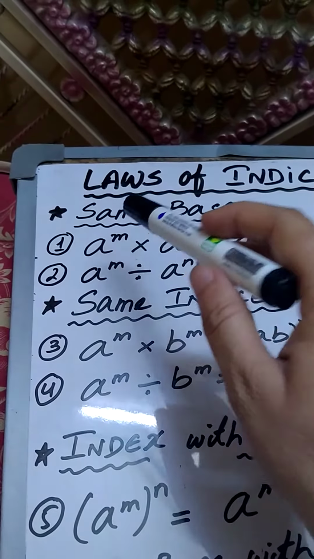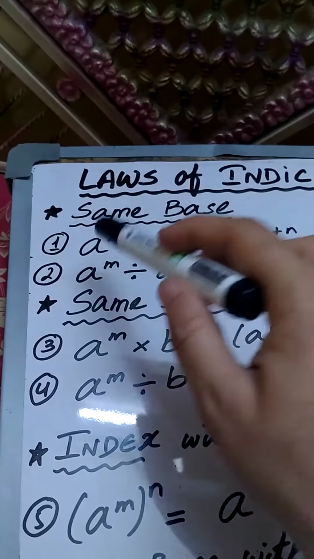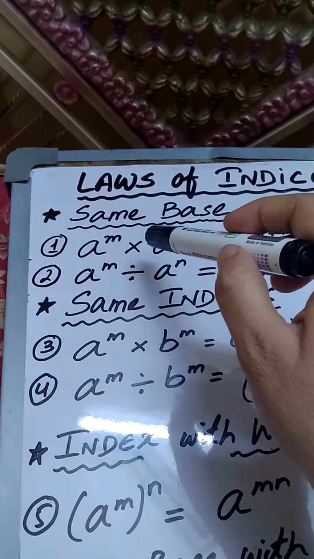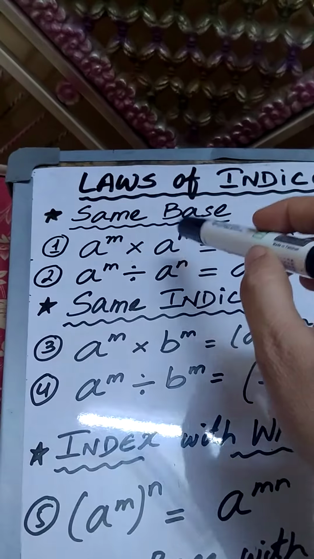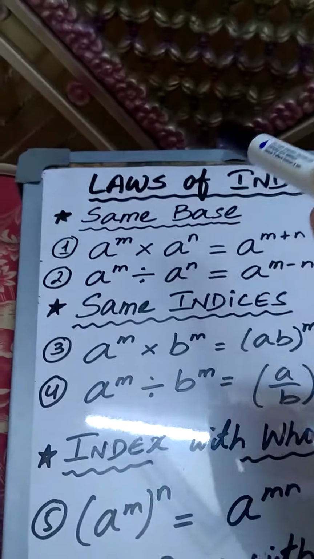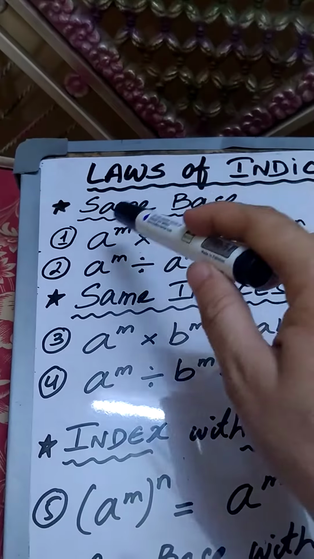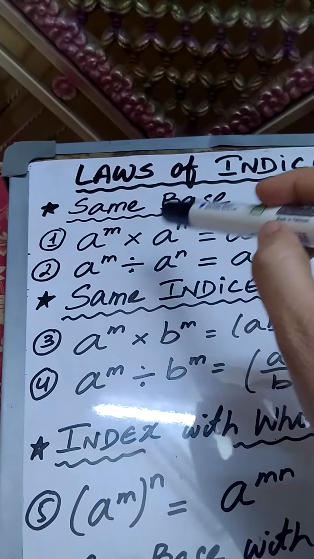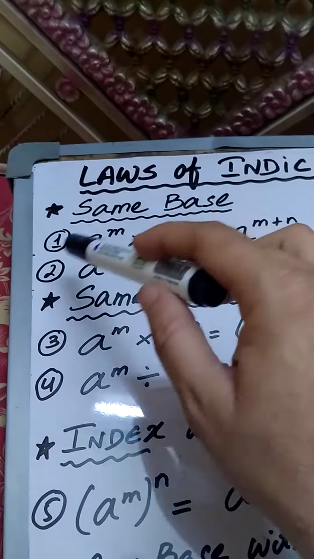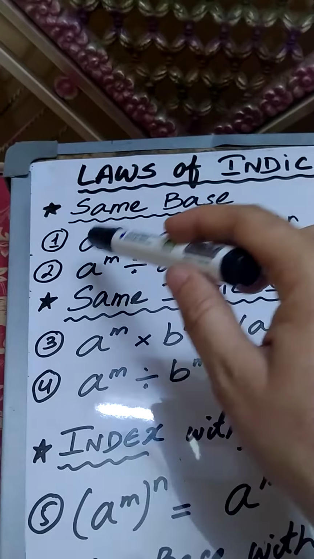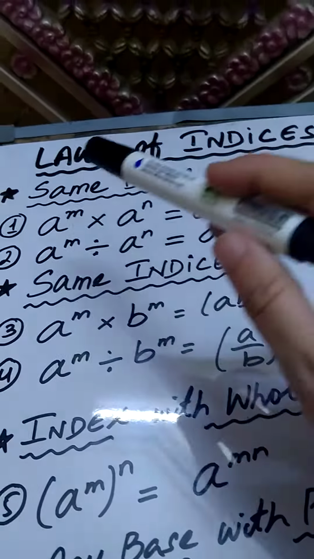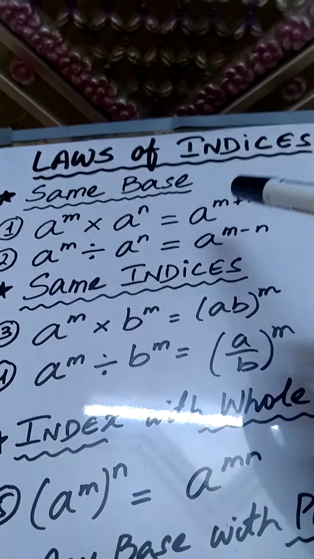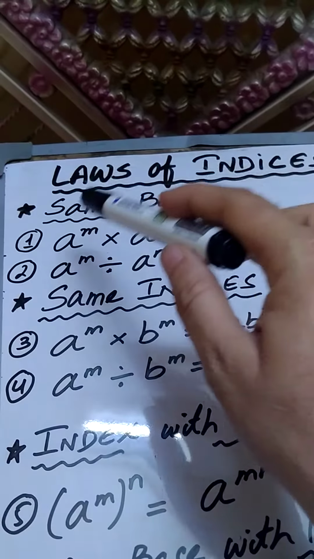So a power m multiplied by a power n. If you look here very carefully, both the bases are same, a again a. So here same base multiplied by same base, here same base divided by same base. So the first two laws depend on same bases. Law number one, a^m multiplied by a^n. Always remember, when bases are same in multiplication, the base will remain same. Both the bases are same, so in multiplication the base remains same, only their powers are added.